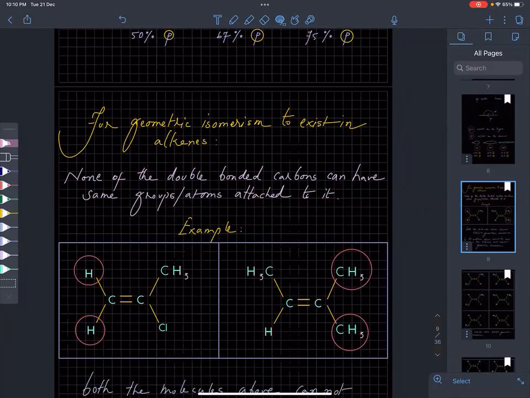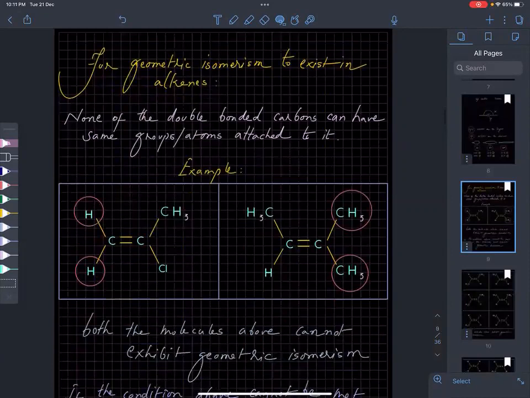Now, first we'll go into geometric isomerism. Geometric isomerism is shown in various situations, but the simplest situation is alkenes. Whenever you have alkenes, see here, I have two alkenes. The first condition for something to show geometrical isomerism is that both the double bonded carbons must have two different groups or atoms attached to each. You are getting my point?